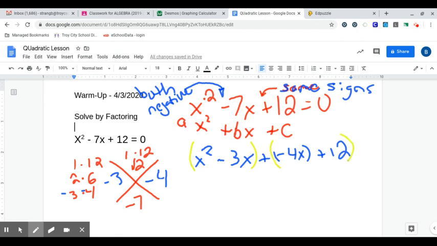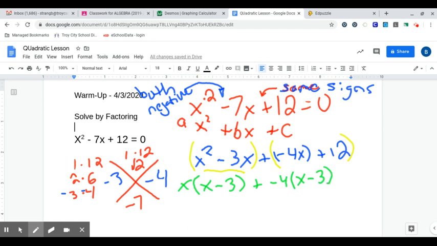So now I look for the greatest common factor of this binomial. What is shared between these two terms, x squared and 3x? I know I can take an x out. If I take an x out, I'm left with x minus 3 on the inside, plus, on this one, I've got a negative 4x and a 12. So I can take out a negative 4, and I'm left with x minus 3 on the inside.